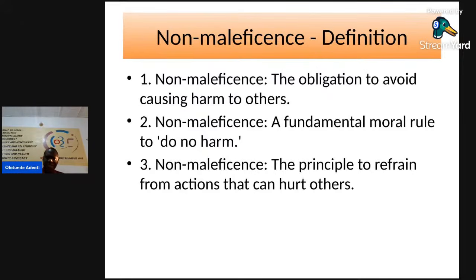Do no harm is a fundamental moral rule. Another one is the principle to refrain from actions that can hurt others. There are some people who believe certain things are poisonous to them, or there is food they don't like, or that they do not even eat at all. And you will continue to engage in that same practice that they do not like, that will just be hurting them.